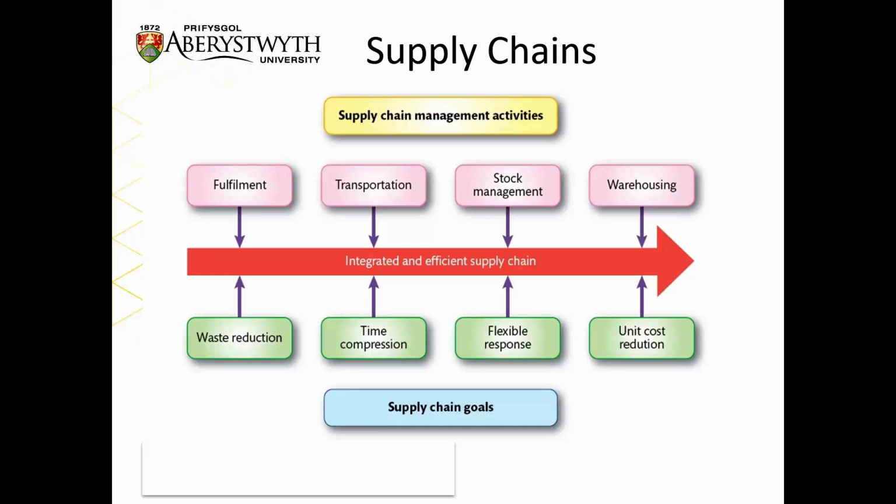We have to be flexible because things can go wrong, things can change all the way through the supply chain. So we have to be able to respond to our suppliers and our customers as quickly and efficiently as possible. And ultimately, we're trying to keep our product costs down as well. So cost reduction is very important.